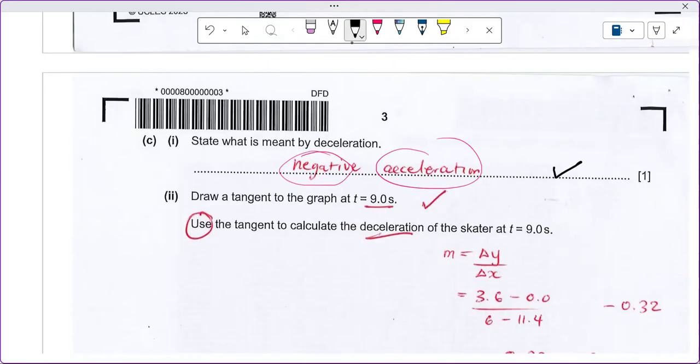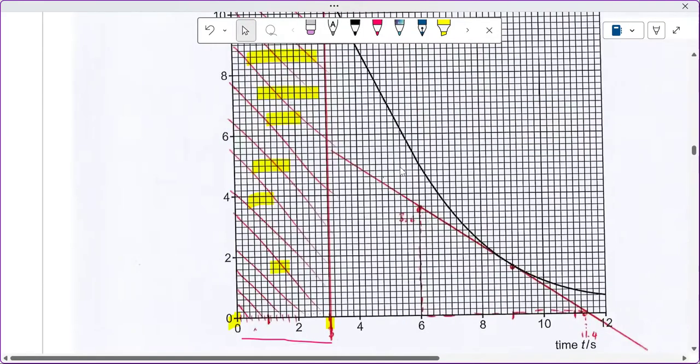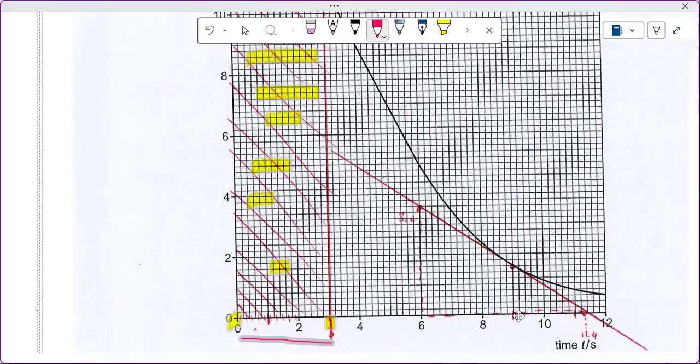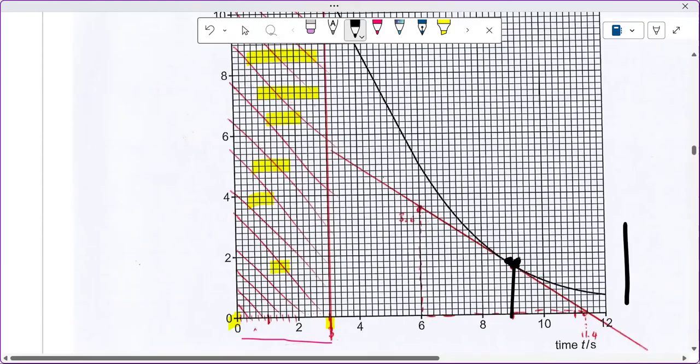Then here they tell you now, draw a tangent, and they will tell you the point. Draw a tangent at t equals 9 seconds. That means, because we are given a curve, we can't calculate the speed here unless we draw a tangent. And if you see here, t equals 9 would be this here. So the tangent that they want us to draw must come at that point. And you can see my tangent, I extrapolated it.